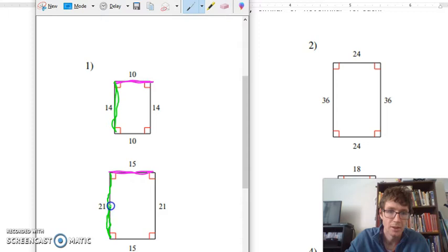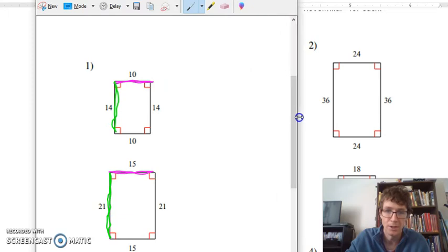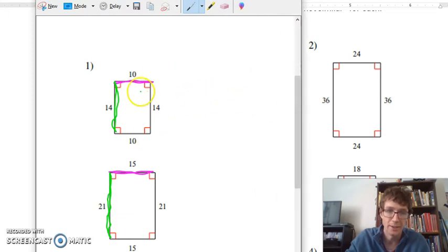And basically, if these two figures are similar, all the angles have to be the same. And it says that all the angles are 90 in both, so for angles, we're good. We know that they are similar for that criterion, but we also have to make sure that the sides are proportional. All that means is that the relationship between 21 and 14 has to be the same as the relationship between 15 and 10.